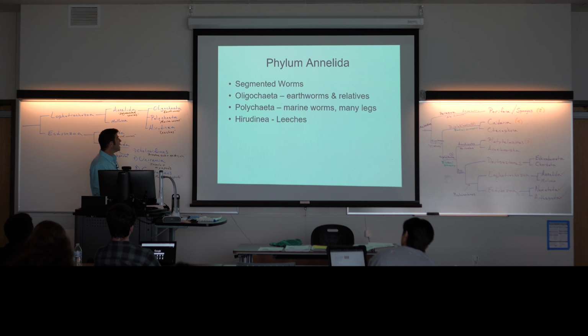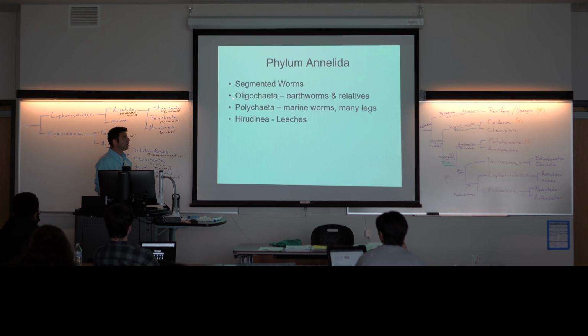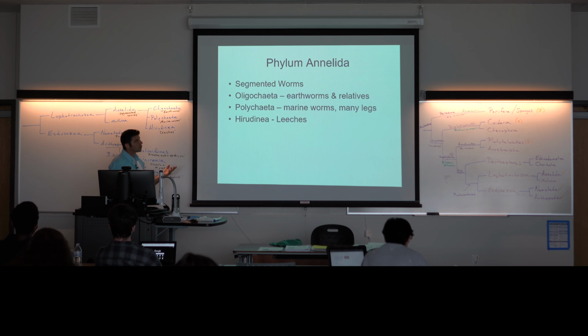Finally, to the individual class examples of the segmented worms. The first class is going to be the oligochaetes. They include the earthworms and the earthworm relatives. The second group are going to be our polychaetes. And the third group we've listed up here is our Hirudinea. The thing that we notice between the first two classes, they have this common ending in chaete.